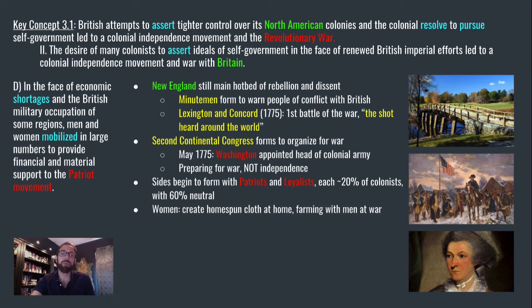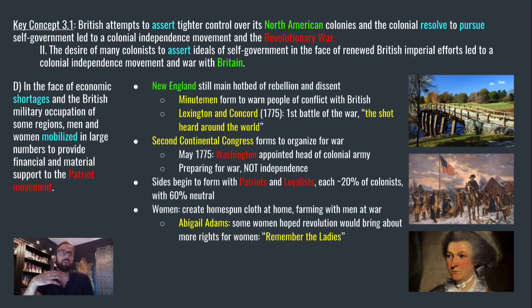All right, what were women's roles during the war? Remember, women are in this private sphere. They're expected to stay in the home and raise the children. But some women, especially those who had access to those with power, like Abigail Adams, whose husband was John Adams, were hoping that our budding revolution and maybe potential independence would bring about more rights for women. If they're writing down how important these natural rights are, why not throw in a couple extra words and say women get it too?